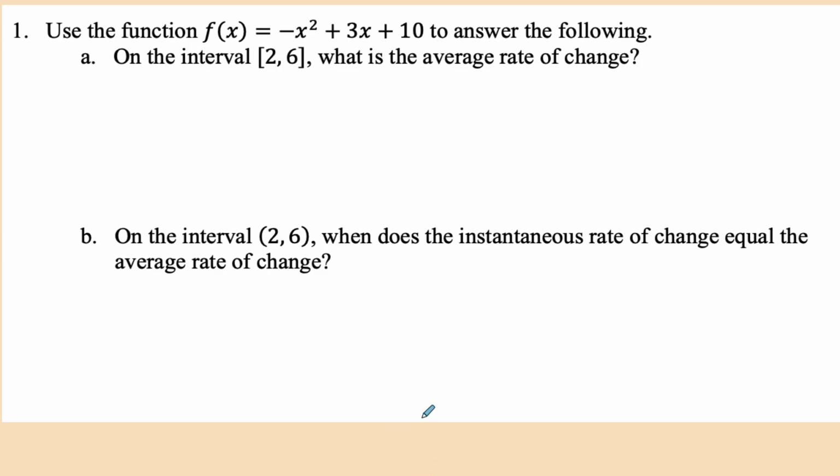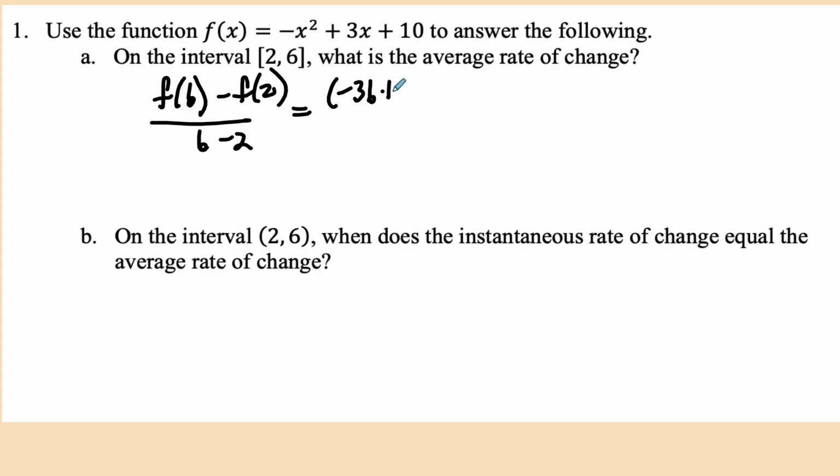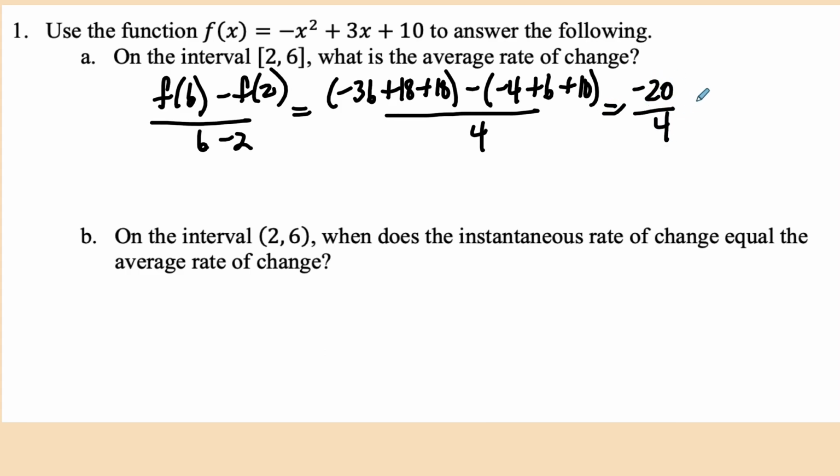We want to use this function to answer the following. On this interval, what is the average rate of change? So I'm going to do f of 6 minus f of 2 all over 6 minus 2. And when I go ahead and put that value in, it'll be negative 36 plus 18 plus 10 minus, and then putting 2 in, that'll be negative 4 plus 6 plus 10 all over 4, and that'll become negative 20 over 4, which is negative 5. So this is the average rate of change.